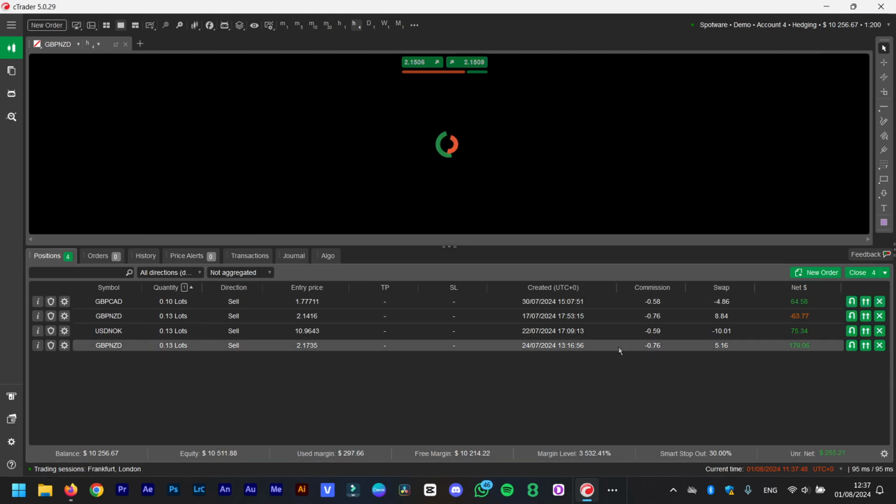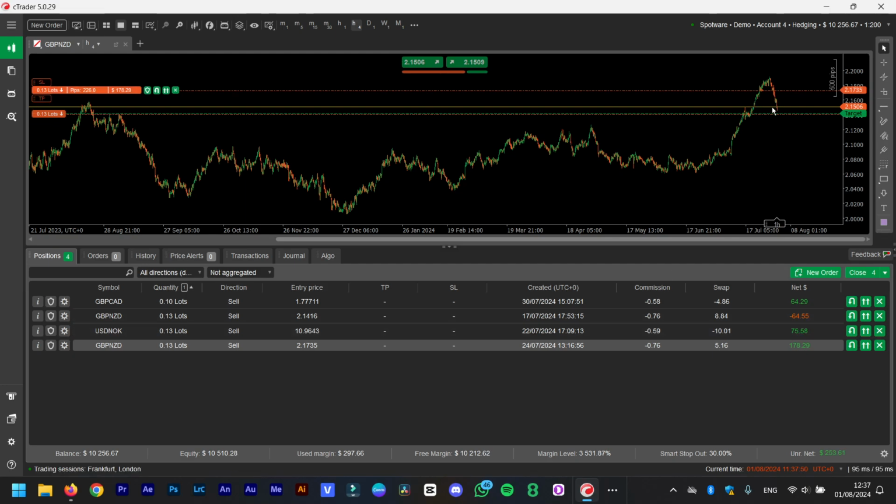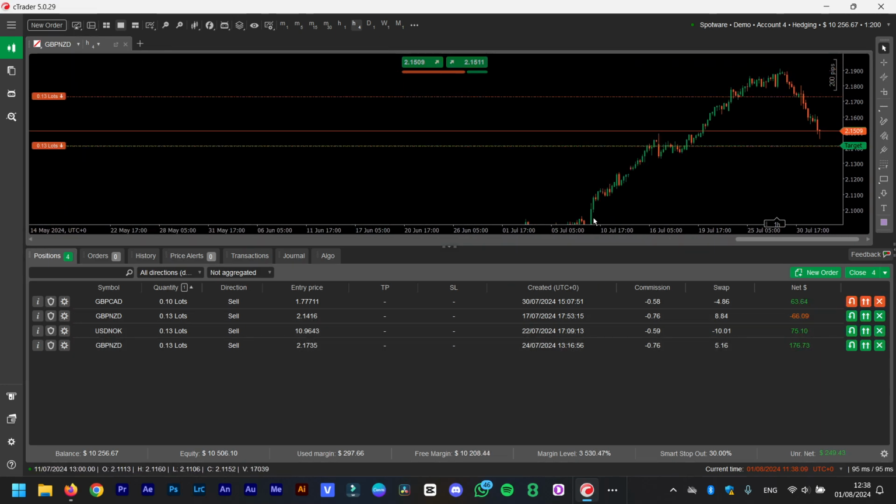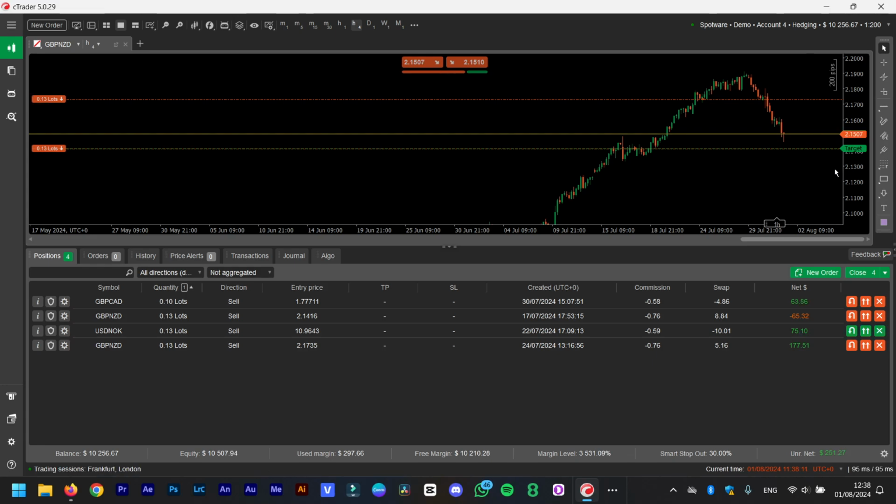As you can see, the average price of GBP NZD is back. So I opened the first trade right here at, what is the price point? Entry price, yeah, 2.1735, and then the trade went against me. Then I placed another trade at, where was it? Yeah, 214.16 to improve my average price. And what happened was the market went back and it gave me a little bit of profit. So let me see how much profit that is.